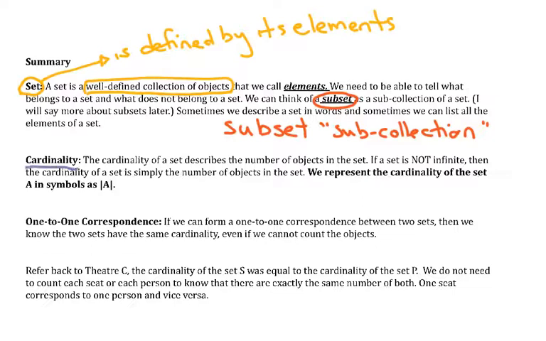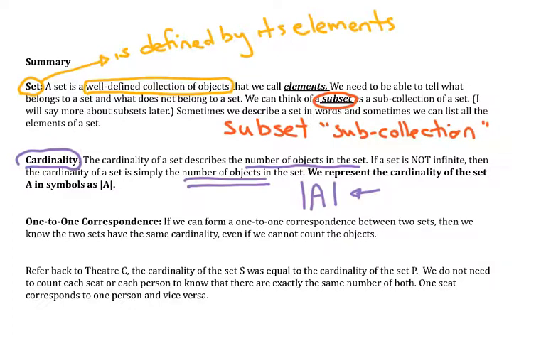Cardinality is an important word I will use a lot. So what is it? The cardinality of a set tells us how many objects are in the set. Now, when a set is not infinite, like if it doesn't go on forever, then the cardinality is simply the number of objects in the set. And we represent the cardinality of the set A. You write the set and you use these two bars that look like absolute value bars.